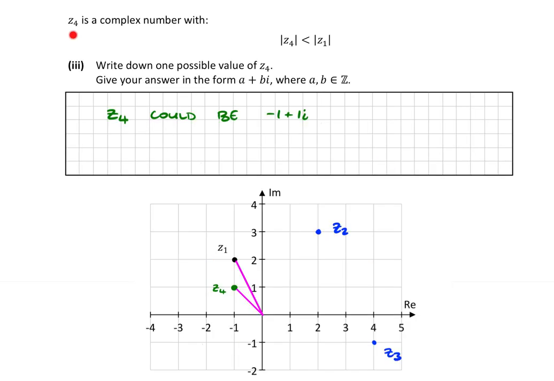Part 3. Z4 is a complex number. And we're told that the modulus of Z4 has to be less than the modulus of Z1. We worked out the last time that the modulus of Z1 was root 5. In other words, we found the length of the pink line there was going to be root 5. We need to write down one possible value for Z4, give your answer in the form a plus bi, where a and b are elements of Z. So a and b can be integers. That means they can be positive or they can be negative whole numbers. I chose Z4 to be -1 plus 1i, because if we plot the point here, -1 plus 1i, you can see that the modulus of that number for Z4 is going to be smaller than the modulus of Z1.